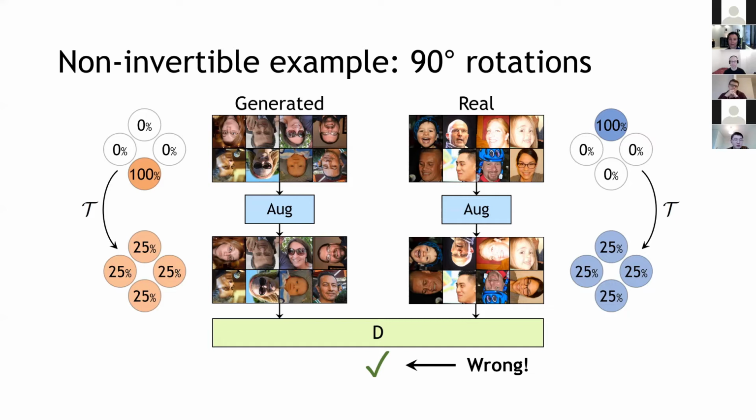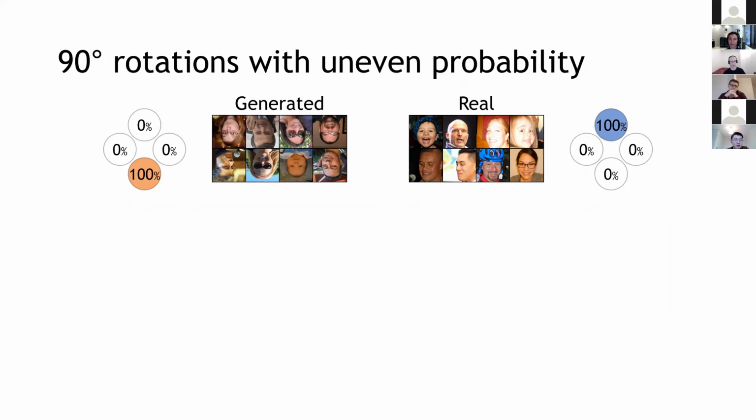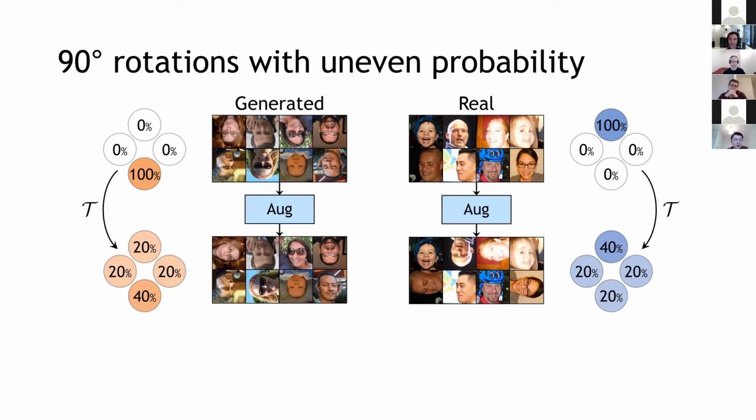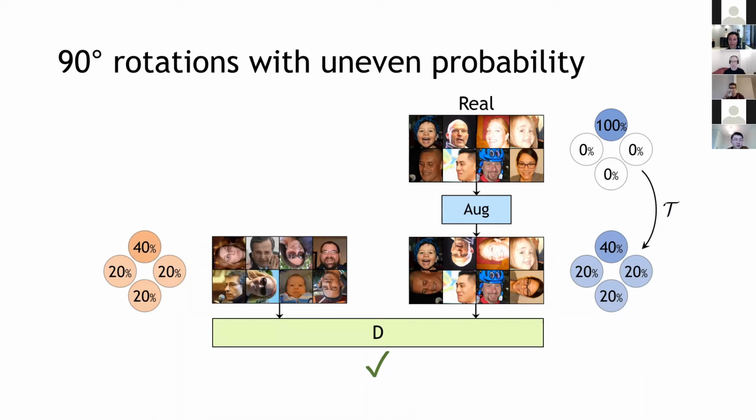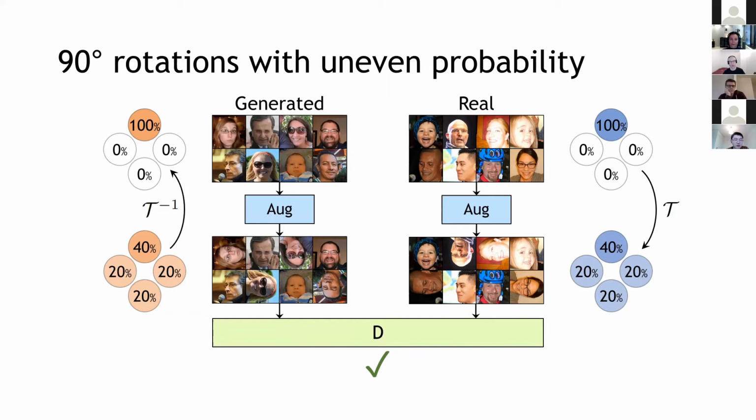Luckily enough, we can actually rectify this problem by simply doing the augmentation with slightly uneven probability. So here we are slightly more likely to retain the original orientation of the image. Now the distributions no longer look the same, and the discriminator can correctly spot that there's something wrong. It will drive the augmented distributions to match, and the only way the generator can accomplish that in this case is to actually learn to flip the images and produce them upright. This is an example of an invertible transformation.